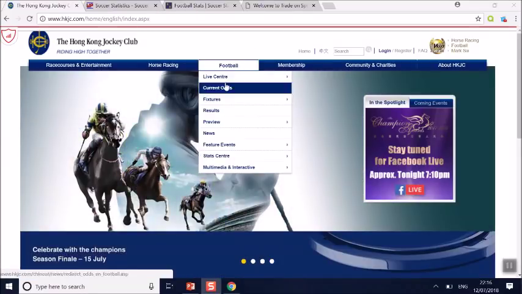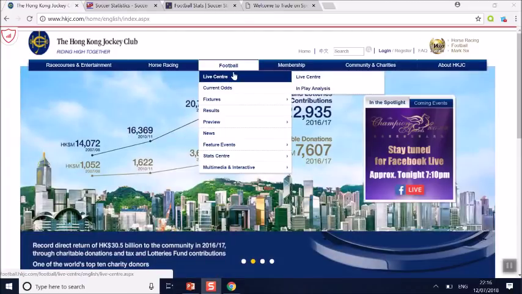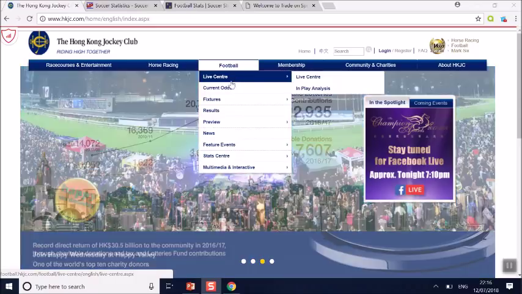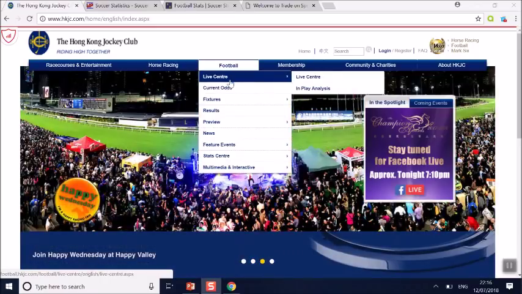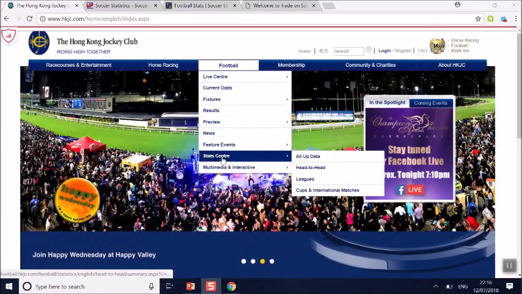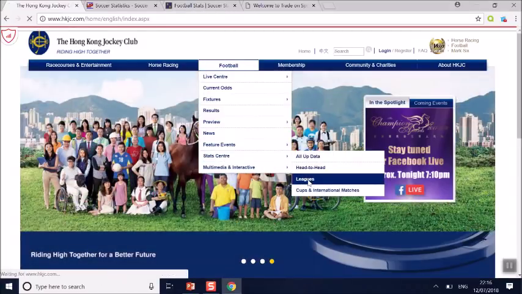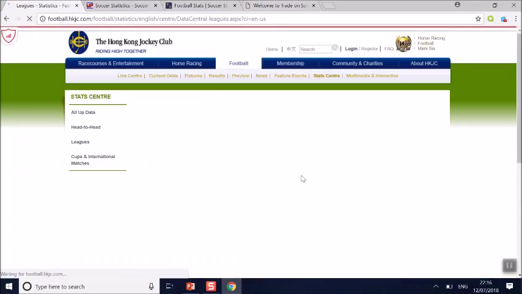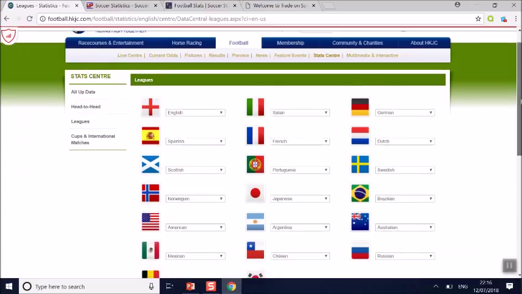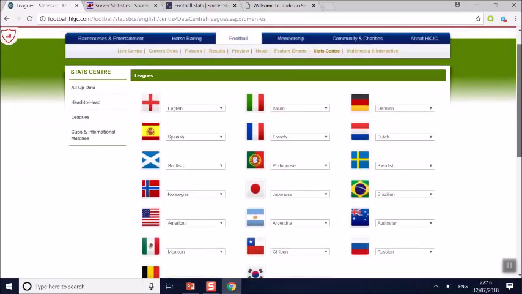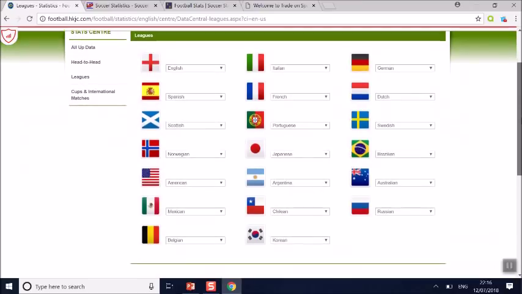One of the great things about this particular website, if you go to football and you go to, let me try and remember now, Stat Center. So if you go to Stat Center and you go to leagues, what's quite interesting, they actually provide a level of data that no other site has that I'm aware of, especially a site where you get the information free.